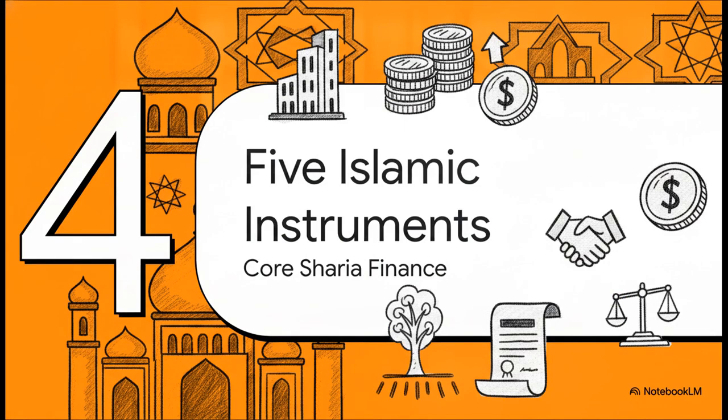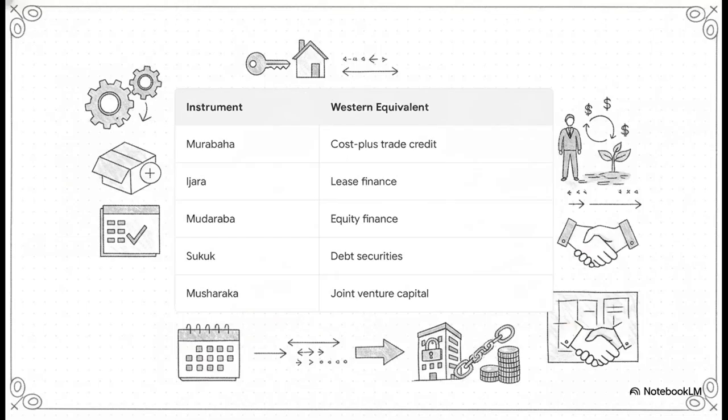Which leads us perfectly into Section 4, the 5 Islamic finance instruments. This is your core Sharia finance toolkit. To really master this for your exam, the absolute best trick is to directly translate these Arabic terms into familiar Western equivalents.